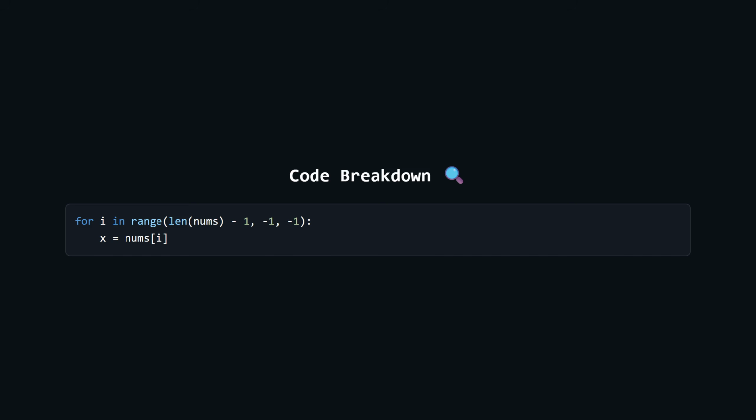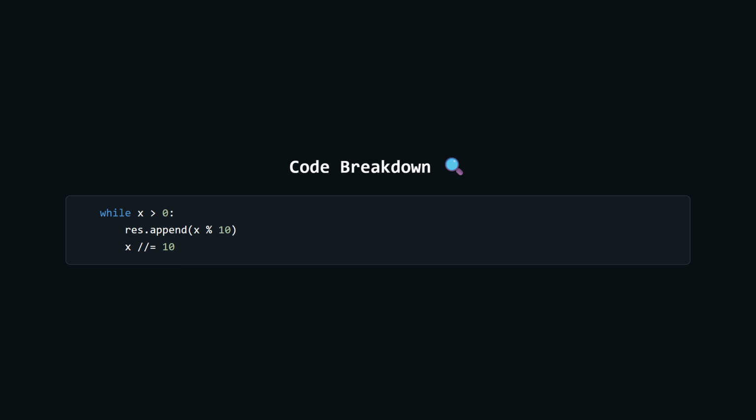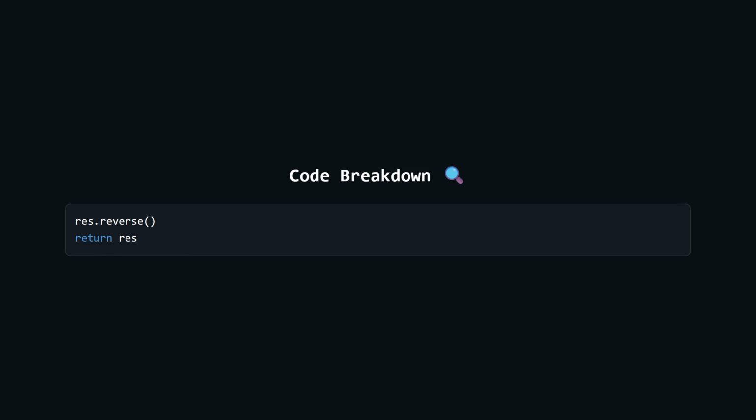Notice the loop. We use range to start at the last index, go down to 0, and step by -1. We grab the number at that current position. The digit extraction is exactly the same, but look closely. We are appending the digits directly into res, our main list. No temporary list here. Because we did everything backwards, we simply call reverse on our entire result list once the big loop finishes, and return it.